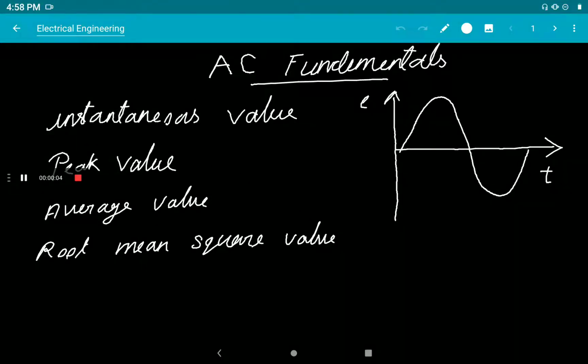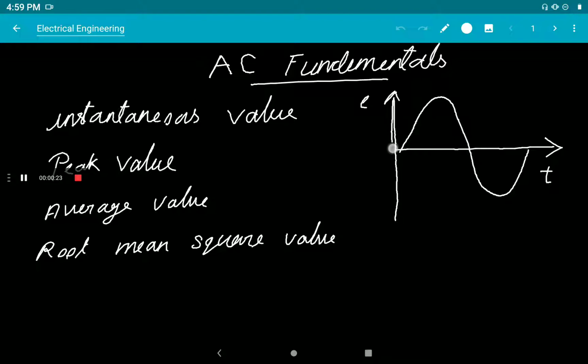In our first class, we studied some basic electrical terms, including what a sine wave is and some electrical terms used in AC fundamentals. Now I will quickly revisit the small terms. That is, what is a sine wave?